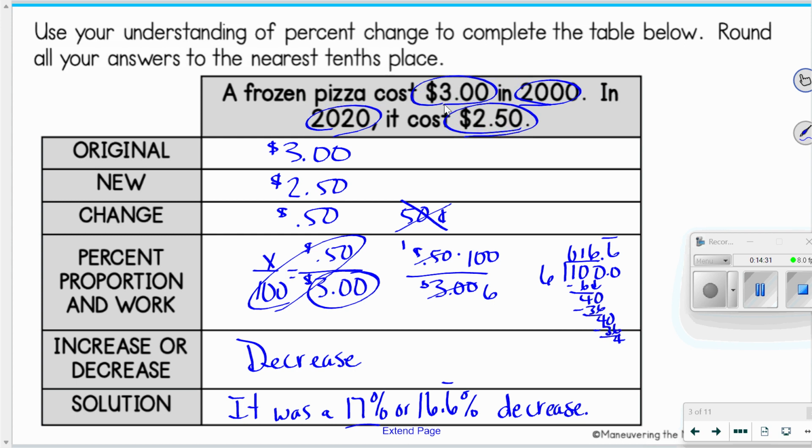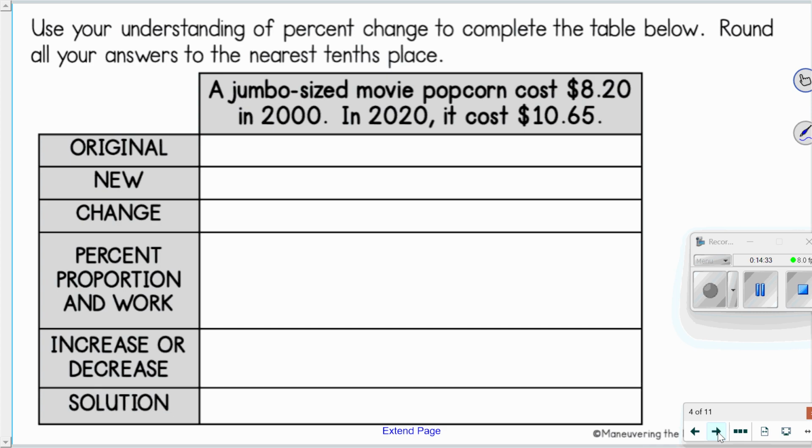Okay, we got one more. A jumbo-sized movie popcorn cost $8.20 in 2000. In 2020, it's now up to $10.65. What was my original price? $8.20. What was the new price? $10.65. So my difference is going to be 10.65 minus 8.20, which gives me $2.45.